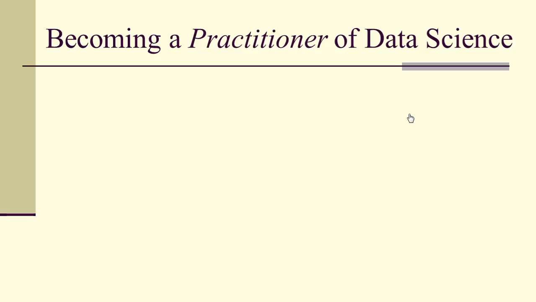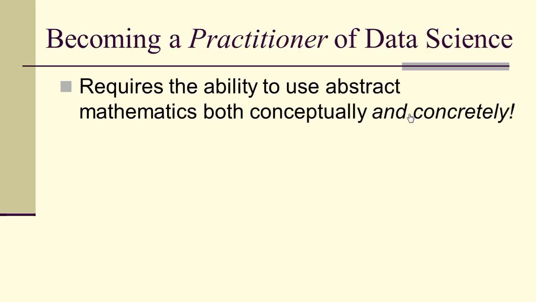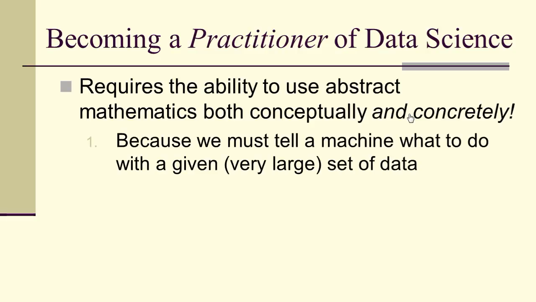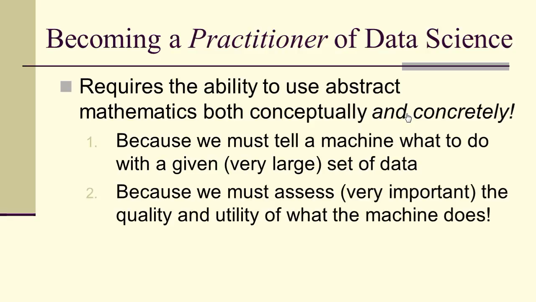Now, what does that mean? We're going to become practitioners in data science. And so that means we're going to have the ability to use abstract mathematics conceptually and concretely. Because we're going to have to tell a machine what to do with a large set of data. We're not going to want to do it ourselves. These are very large data sets, hard drive size data sets. And we'll also have to assess what the machine does. Very important that we be able to look at what the machine produces from the data and determine whether or not it's any good. Probably 90% of the data science jobs are exactly that, assessing how good the results are.